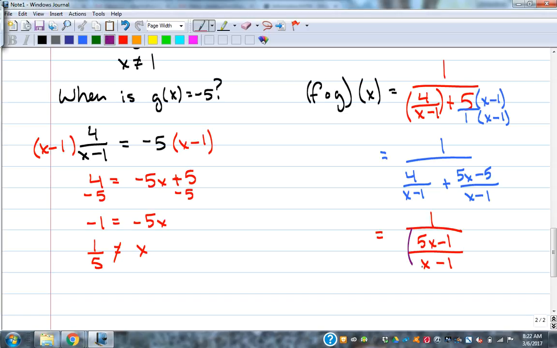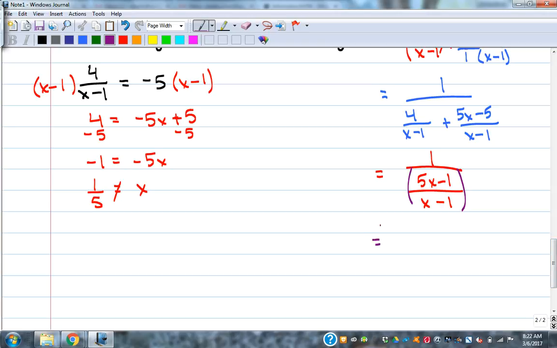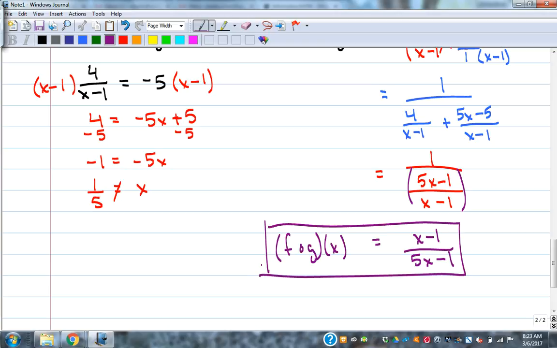A fraction inside of a fraction is a no-no, right? You can't have that. So dividing by a fraction is the same thing as doing what? Multiplying by its reciprocal. So the reciprocal of the denominator is, and since we're multiplying by 1, that's all that's there. F composed with g of x, there's our composite function: x minus 1 over 5x minus 1.